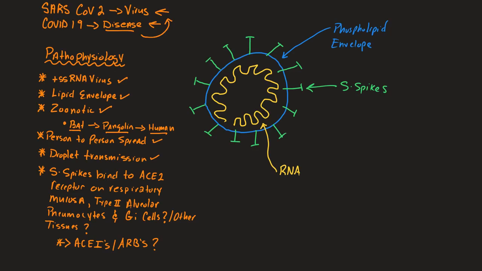Or if somebody sneezes or coughs, that droplet that's produced or that aerosol that's produced could be ejected from one person and go to another person, and that other person could be just directly exposed to those droplets. So it is droplet transmission.